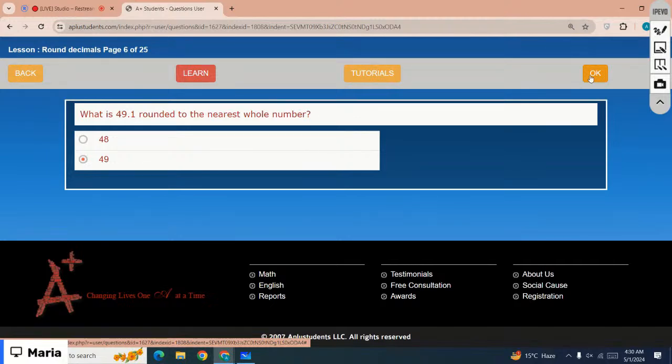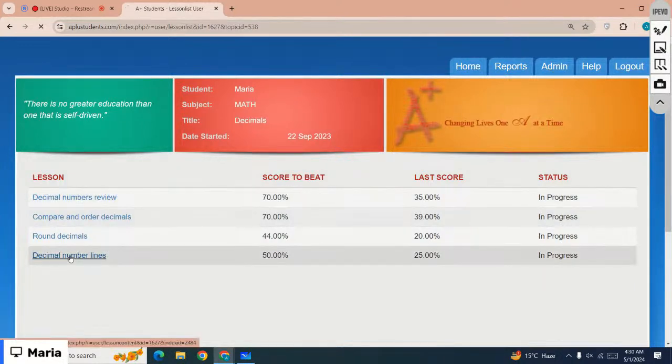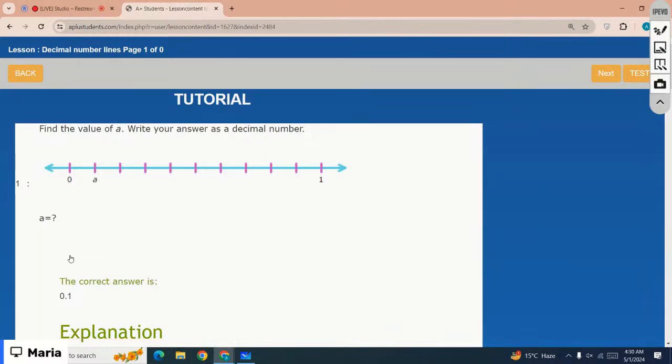Okay, let's just start with the next lesson, and the next lesson is decimal number lines. Find the value of A. Write your answer as a decimal number. So you have to find the value of A, right?